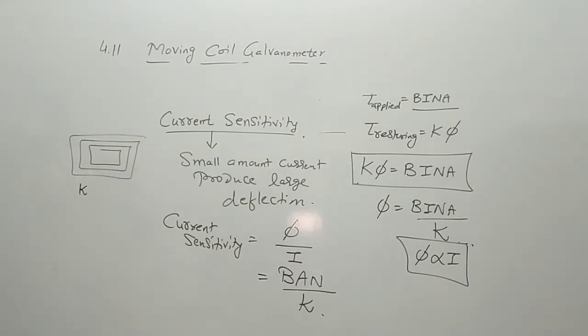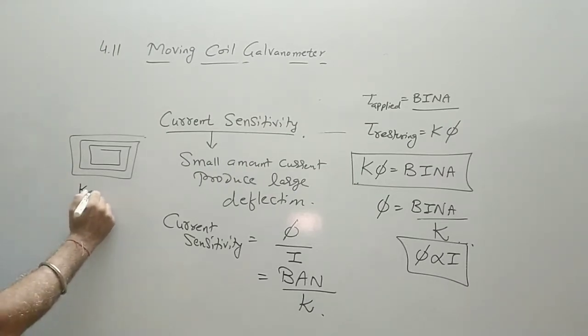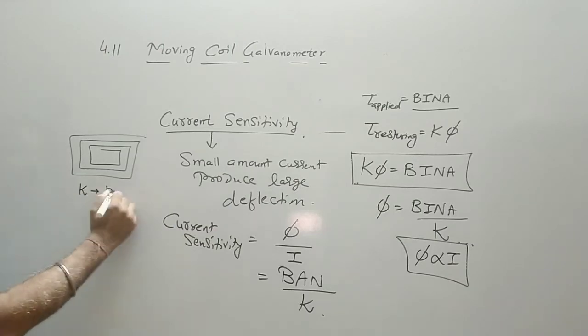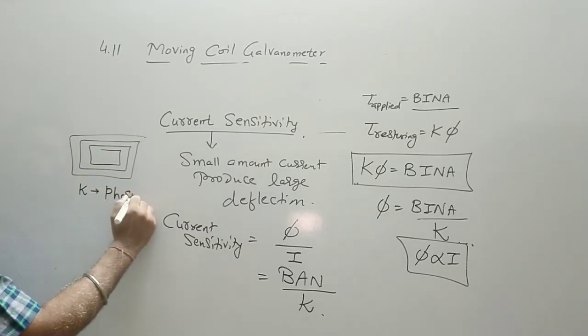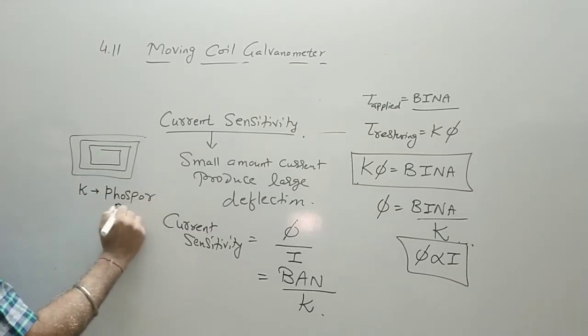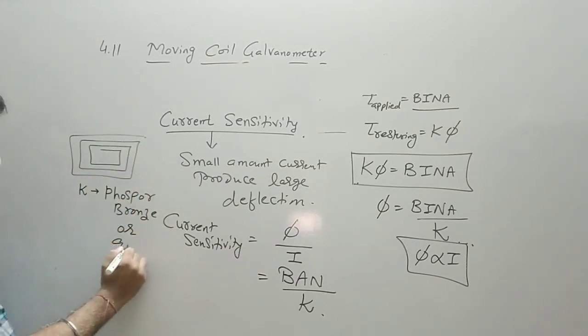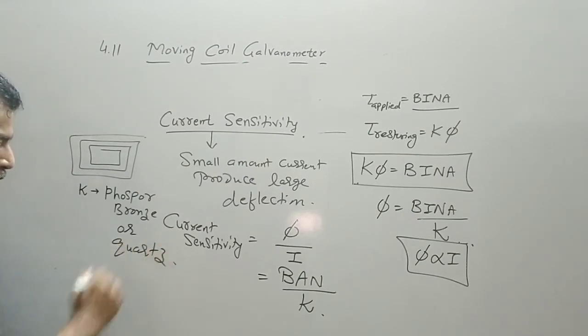So the wire which we used should be of a specific material. Generally, K is a torsional constant. Generally the spring or wire which we use is phosphor bronze, or it should be a quartz wire, so that the value of K is very small. So this is how the current sensitivity will be changed.